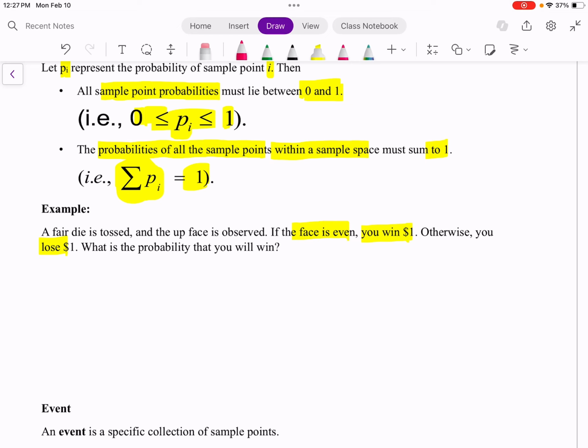Now let's collect our sample points. Let's have a sample space. What is the sample point here for this experiment? When you throw a dice, we might get 1, 2, 3, 4, 5, or 6. So this is our sample space, the collection of every possible outcome when we throw a dice.